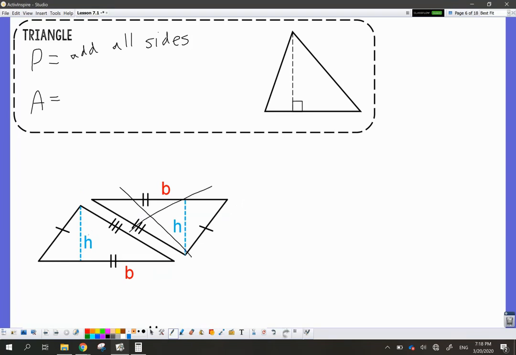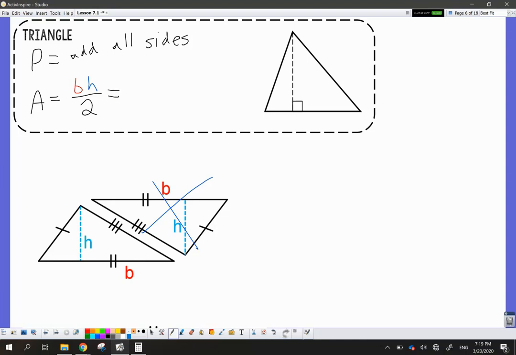So since I already know how to find the area of a parallelogram, base times height, area is base times height for a parallelogram. But since I'm dividing it in half for my triangle, I'm getting rid of one half. So that means I'm dividing it by two. So base times height divided by two. So that's one formula that I can use for area of a triangle.